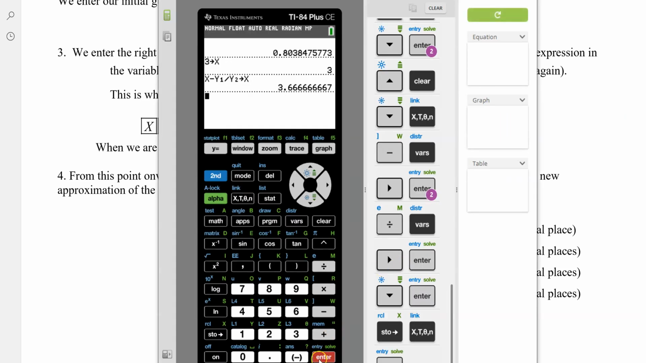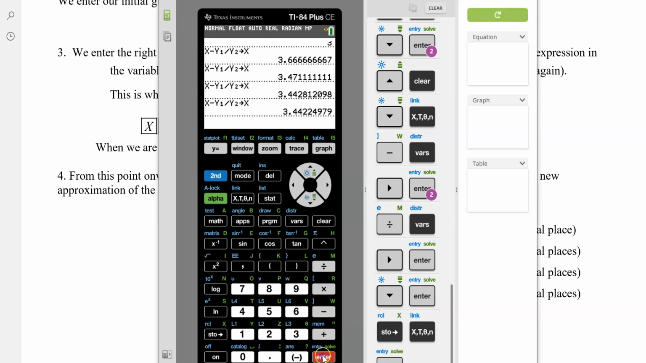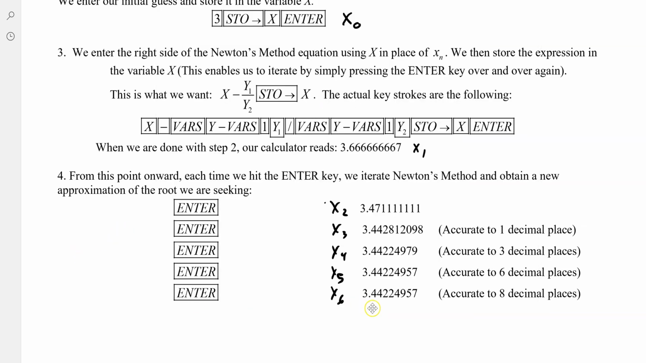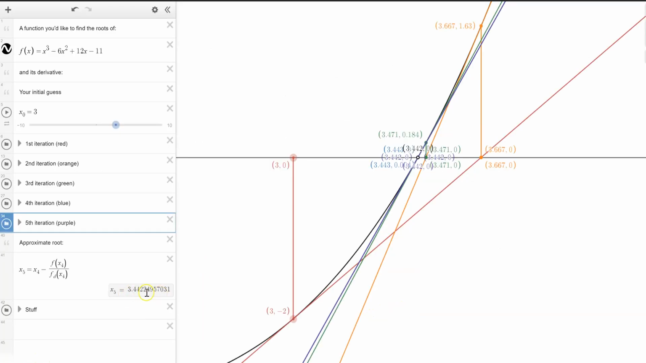So now if we hit enter, watch what happens. Enter, enter, enter, enter, enter, enter. And if you just keep looking, you can see it's the same value. So that is as accurate as we're going to get. Just keep hitting enter until you get the same thing over and over again. So that is our 0. And you can see it's here. It was the 5th iteration that gave us that approximation.